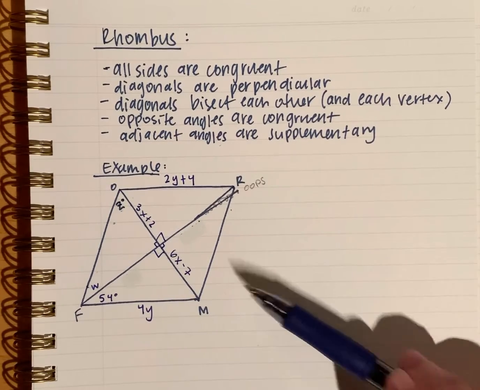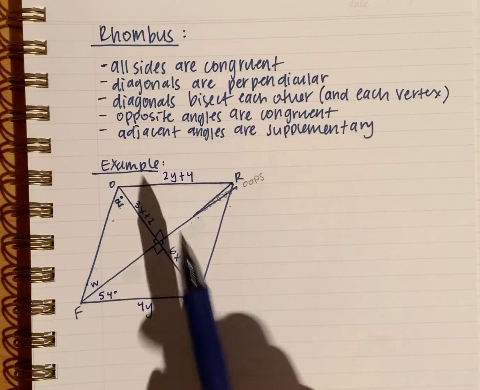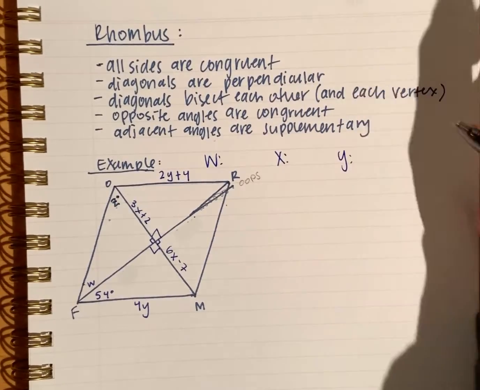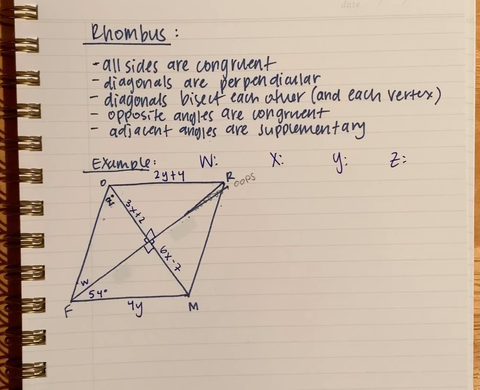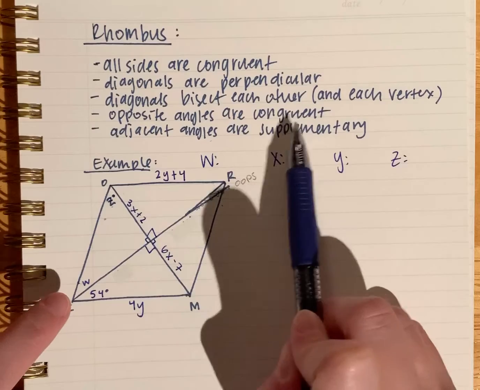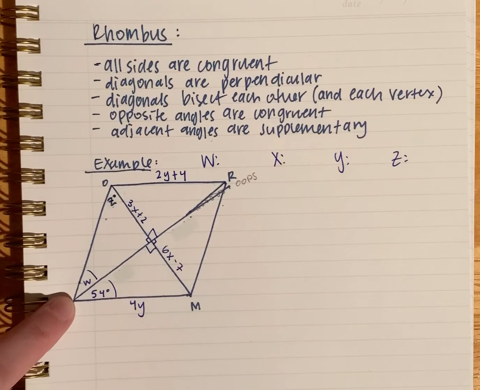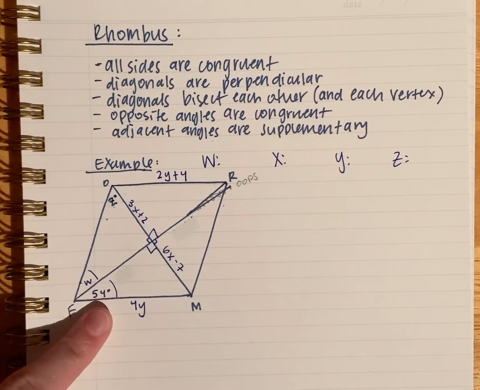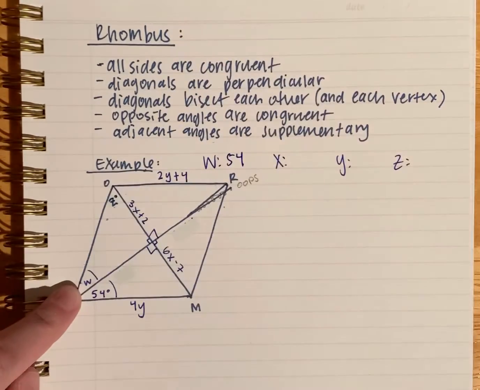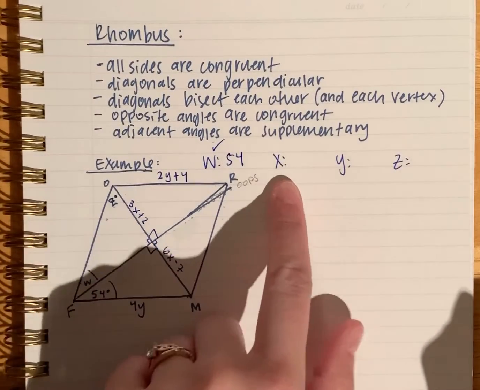So we have a problem here. The directions that I forgot to write down tell us to solve for all of the missing variables. So we have W, X, Y, and Z. Okay, the easiest thing to start off with is W. We know that diagonals bisect each vertex, which means these two angles are going to be the same. If this one side of the angle is 54, we know that W is also 54. Easy peasy.